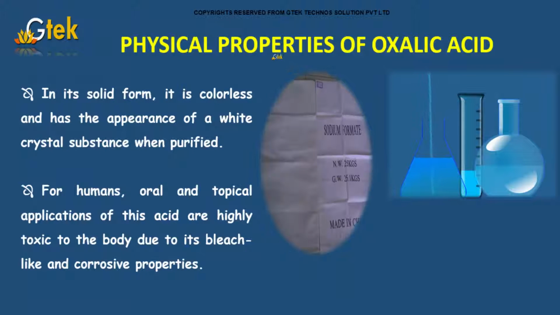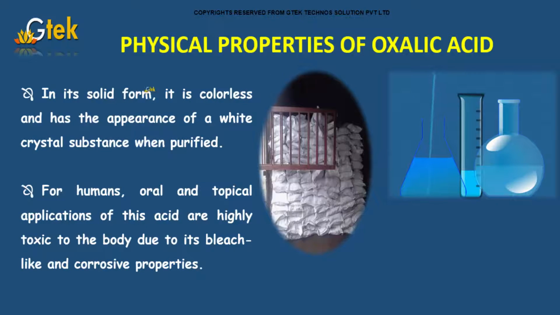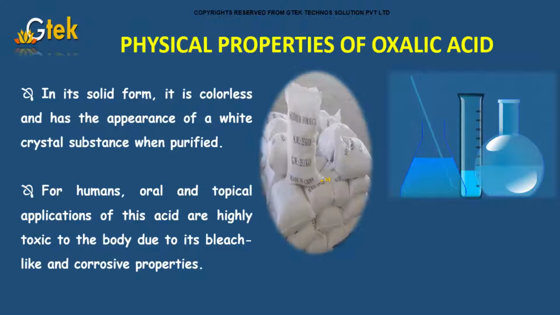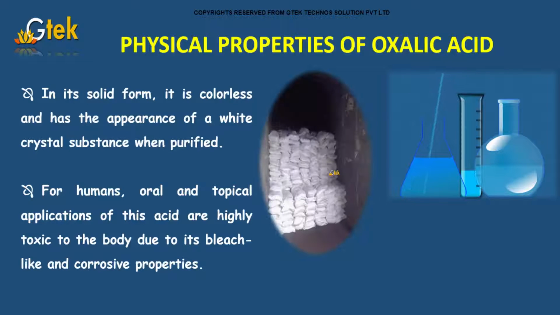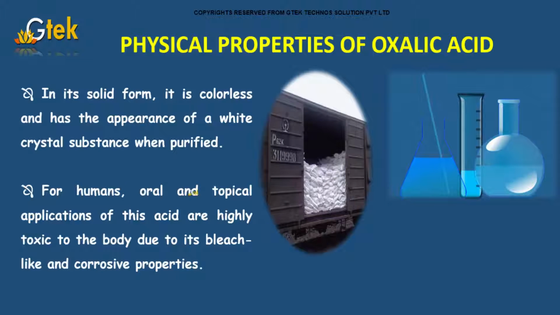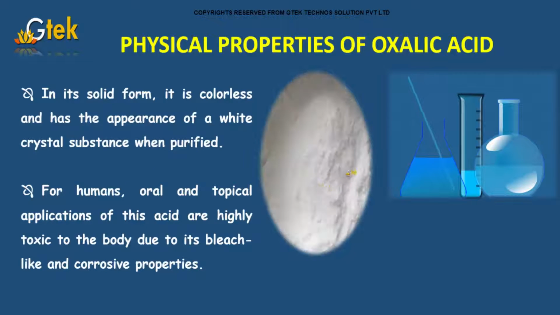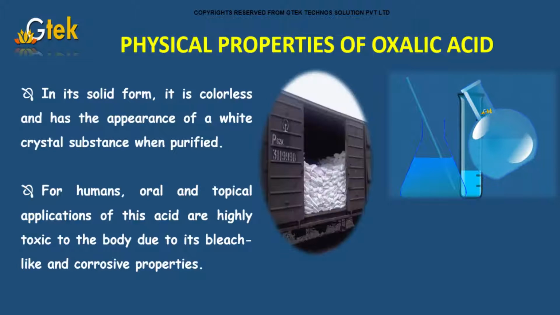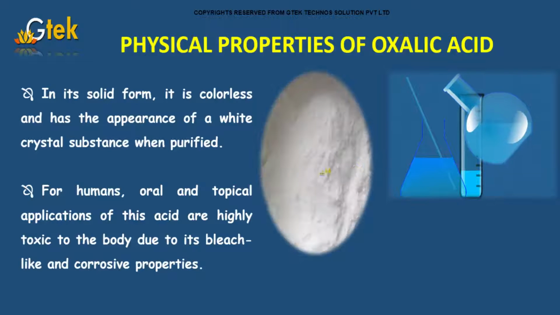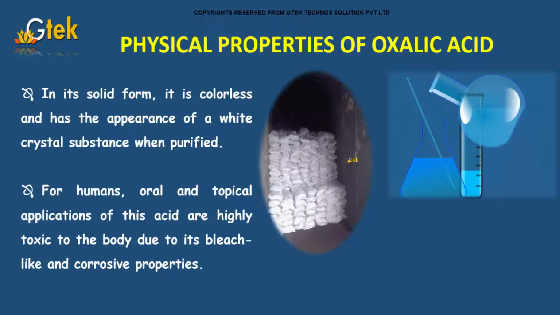Let's move on to discuss the physical properties of oxalic acid. In its solid form, it is colorless and has the appearance of a white crystal substance when purified. For humans, oral and topical application of this acid are highly toxic to the body due to its bleach-like and corrosive properties.